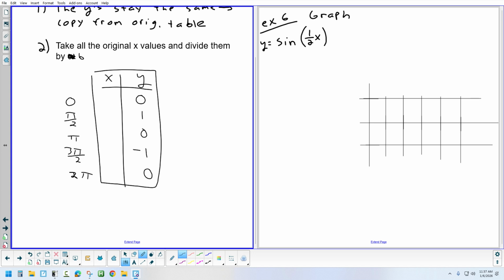And what am I going to do to all the original x values? You're going to take all the original x values and divide them by 1/2. Now, 1/2 is a fraction, so dividing by a fraction can be kind of confusing. Dividing by a half is the same as multiplying by what? 2. So I'm going to multiply these all by 2. So I'm going to get 0. What's pi over 2 times 2?